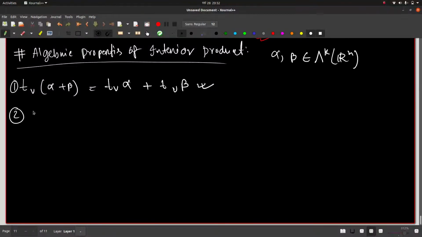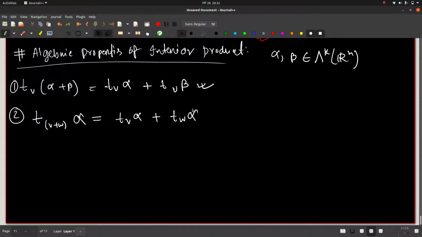Similarly, if you take two vectors instead of just v and you add them up, let's say v plus w, now you are considering two vectors and you want to find this interior product. This will just be i_v of alpha plus i_w of alpha, like this.